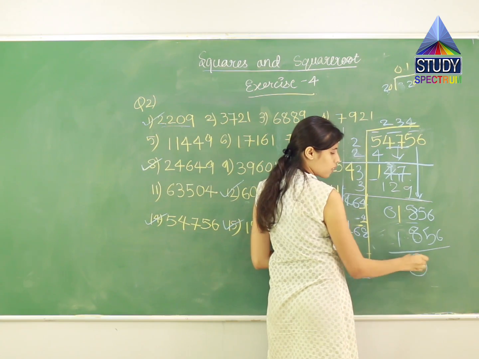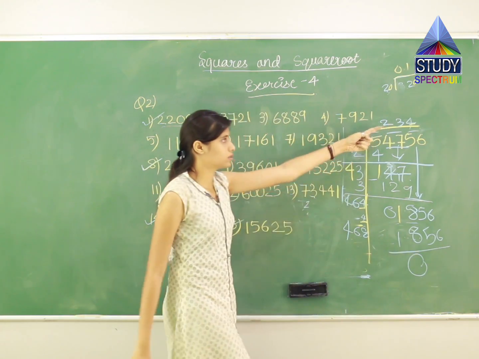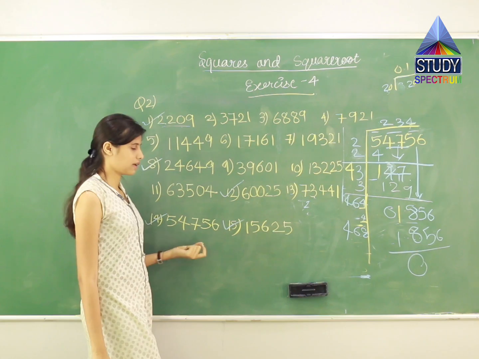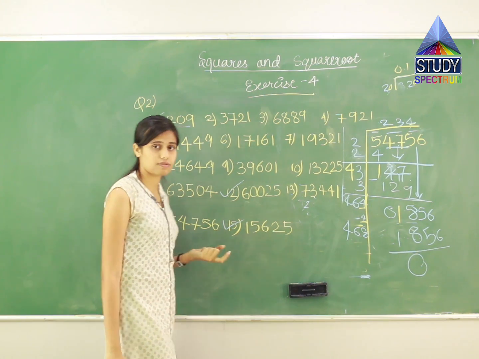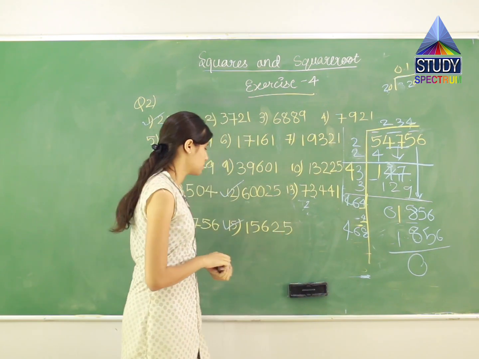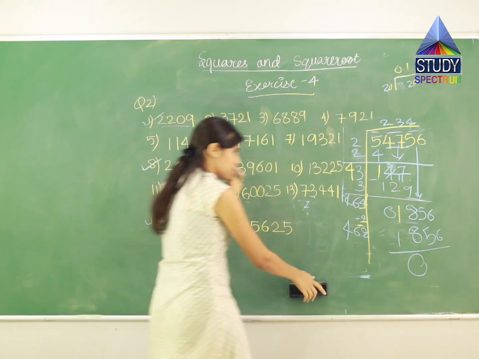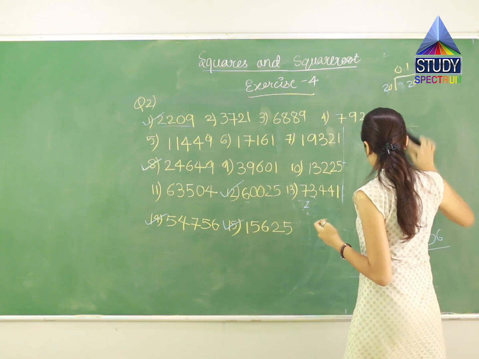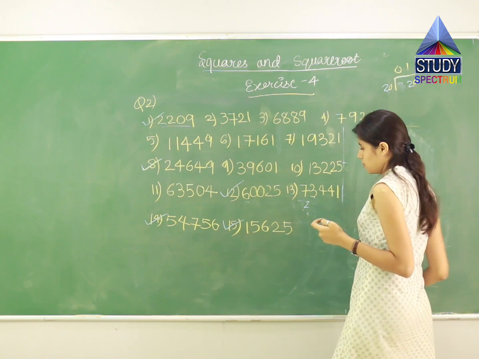So the remainder comes to what? 0. So what is the square root of 54756? It is 234. Now let us try with the last question, which is 15625. This also has to be done in a similar way by the division method.